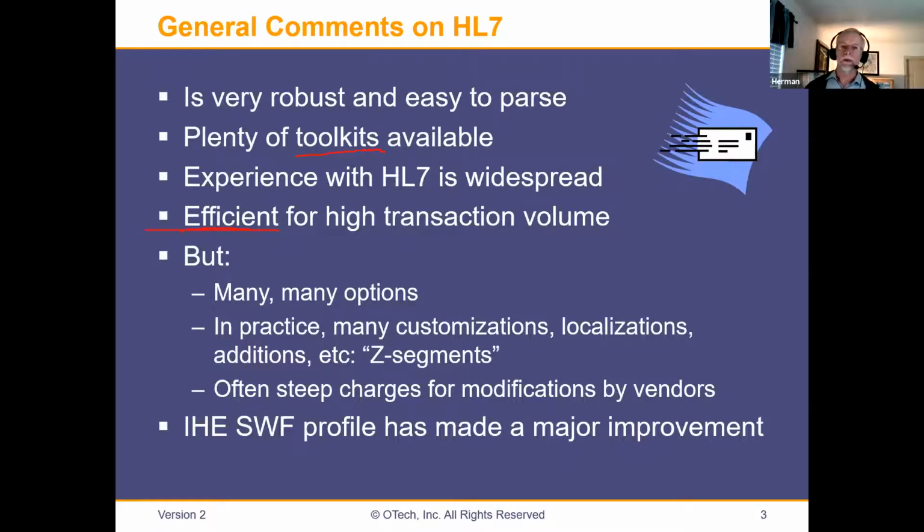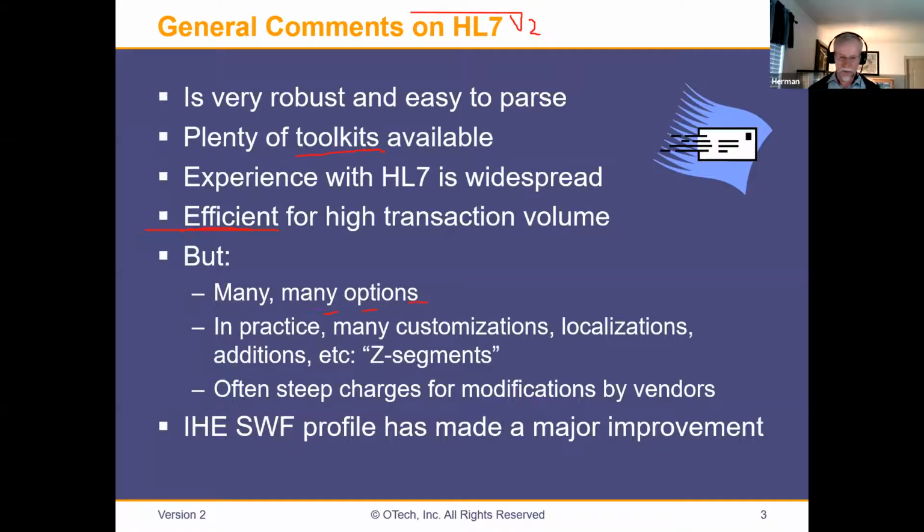On the other hand, there are also some disadvantages. The disadvantages with HL7, and by the way, we talk about HL7 version 2. I'm not going to talk about version 3 or 5 or whatever. So we talk about version 2, right? HL7 version 2. So the problem is there are many options.